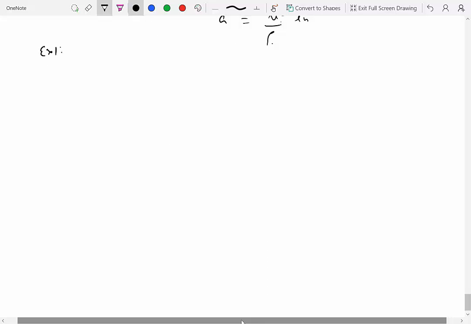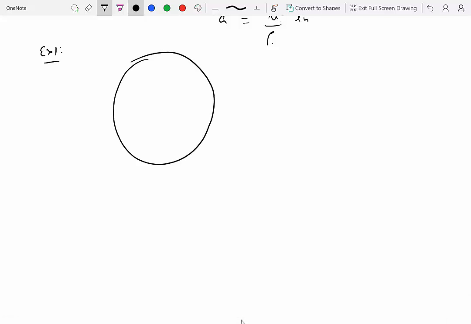So example one would be a particle moving along a circular path. The particle is moving along a circular path, and we want to know what its velocity and its acceleration are. Let's say particle P is over here, and its velocity is given to you as a constant v0. It could be something like 5 meters per second. And the question is, what's its acceleration?